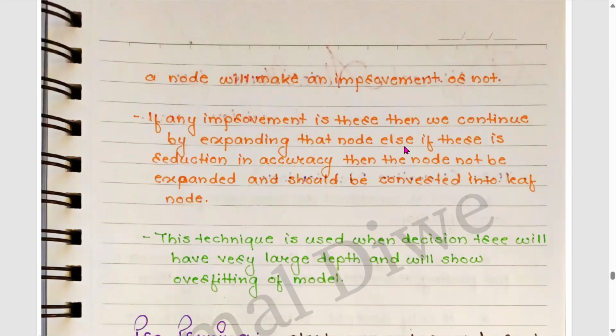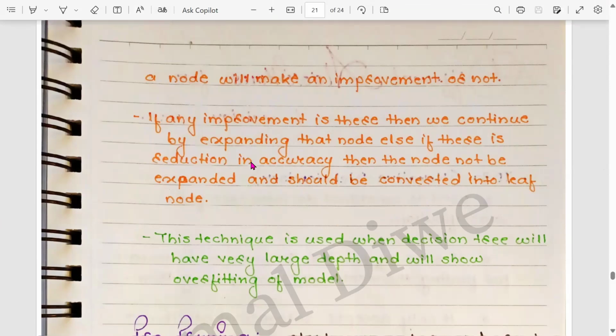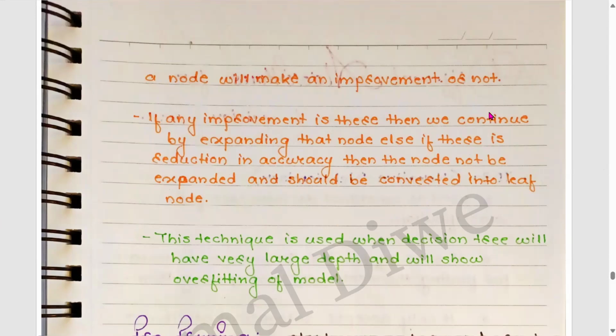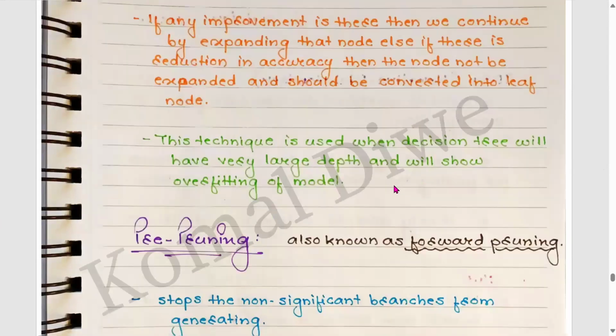Else, if there is a reduction in accuracy, then the node should not be expanded. When reduction in accuracy is there, we don't continue the expansion and it should be converted into a leaf node. So this is the condition for when you have to continue to expand or when you have to stop. If accuracy decreases, you stop there and make it a leaf node. If improvement is there, continue the expansion. That is the meaning of this paragraph.